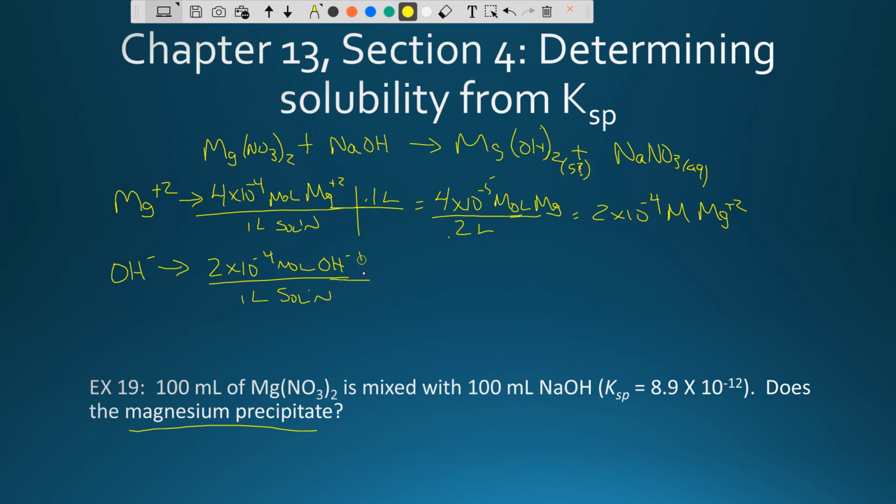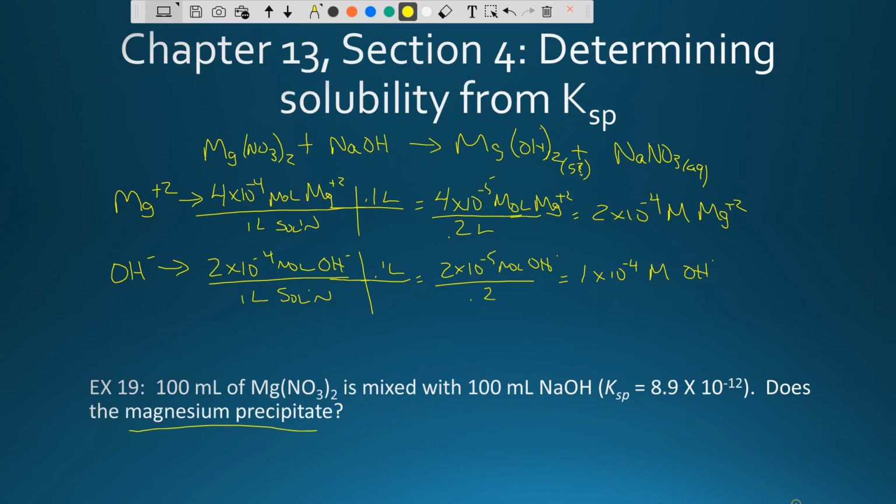Once again, I don't have a liter of solution, so that's 0.1 liters, and so I end up with 2 times 10 to the -5th moles of hydroxide. Okay? Now, again, that's 2 times 10 to the -5th, but that's divided by 0.2 total, because I had 100 plus 100, and that will give me 1 times 10 to the negative fourth. Okay, that's the strength of my hydroxide.